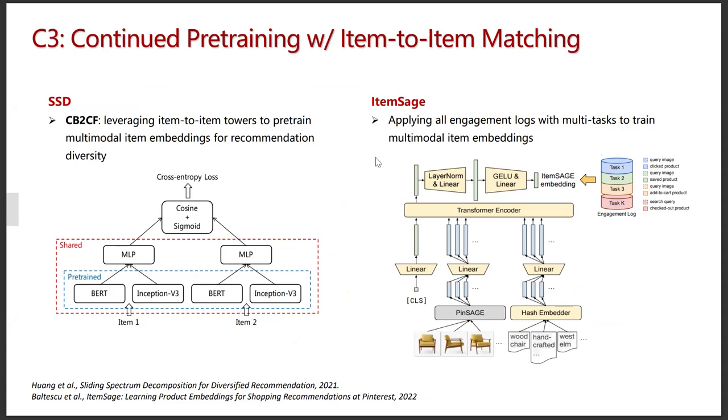And the second type of continuous pre-training with supervised signals is item to item matching. Although user to item matching is quite straightforward, the training effort is very huge because the user to item training logs are very huge in production. However, if we can transfer it to item pre-training, the training data will become much smaller, since we can group the same item to item relations together. So here we show two papers working on item to item alignment.